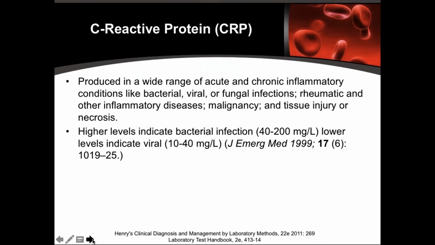So I love these numbers, right? Higher levels of CRP indicate a bacterial infection. So we're talking between 40 and 200. Lower levels of CRP, between 10 and 40, then you're talking about viral. Higher levels bacteria, lower levels viral. How useful is that, guys? Right? To help generate a differential diagnosis list and then move on from there.